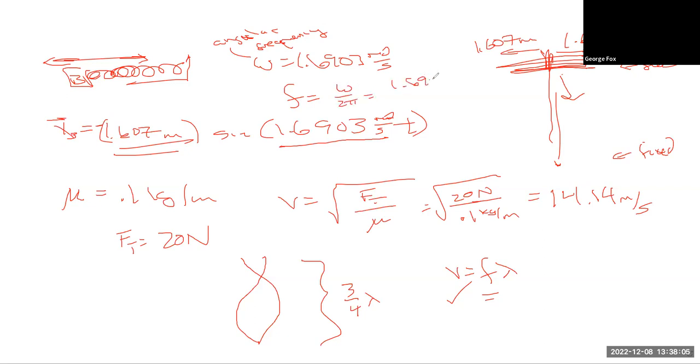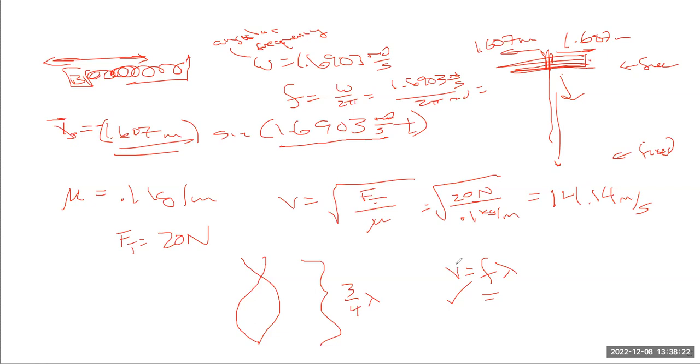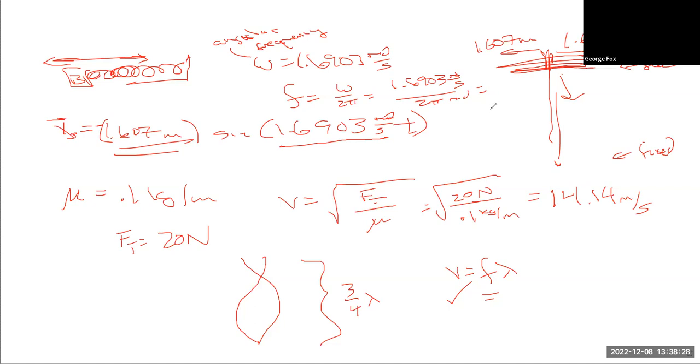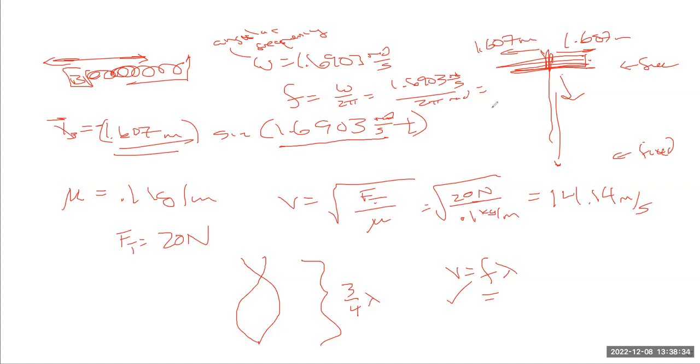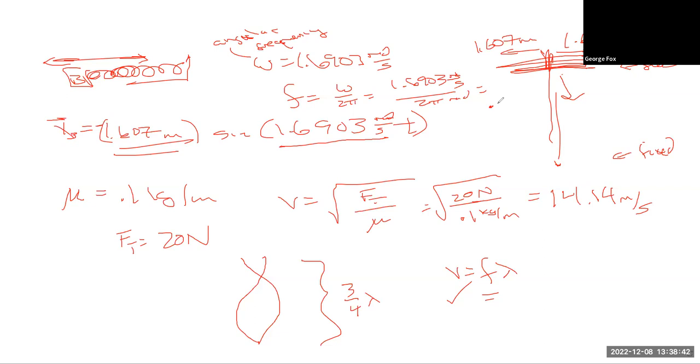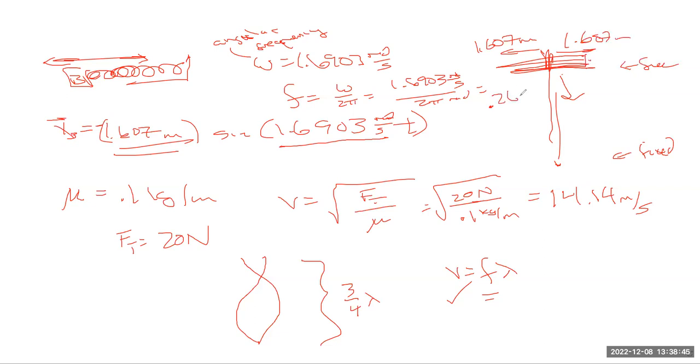So 1.6903 radians per second over 2 pi radians. And what do we get? I got 2.655 hertz. Wait, say that again. I got 2.6. Oh, wait, something on my calculator. It should be less than one. Sorry, 0.269 hertz.